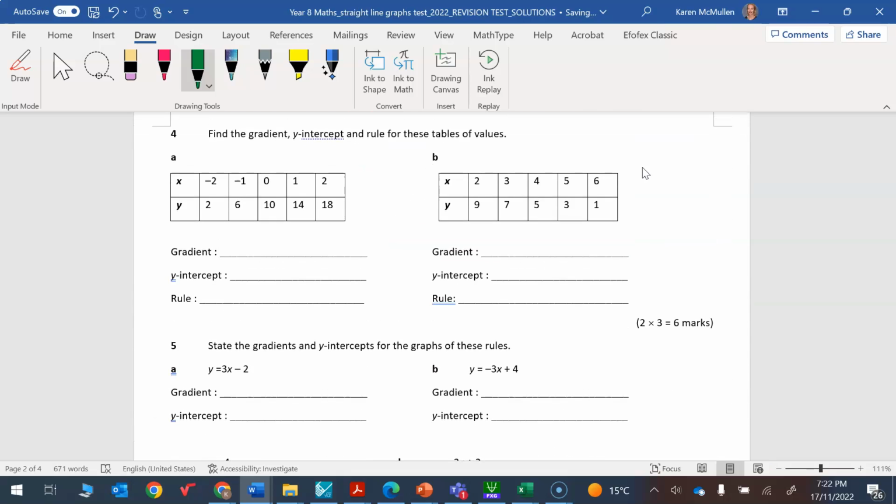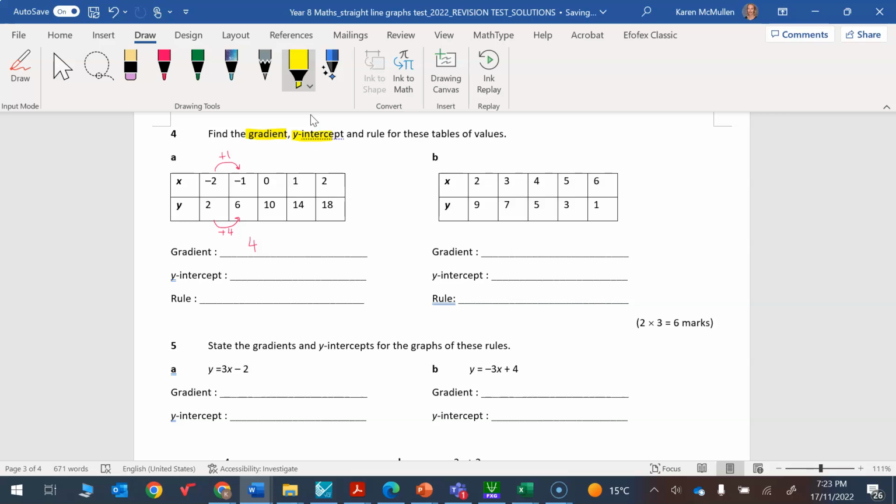All right, moving on. So question 4, find the gradient and y-intercept and the rule for this table of values. Let's do the gradient first. The gradient is just how much your y is going up by, assuming that your x is going up by 1. So we just have to check that x is going up by 1, and it is. So what is our y going up by or down by? In this case, it's going up by 4, so your gradient is 4.